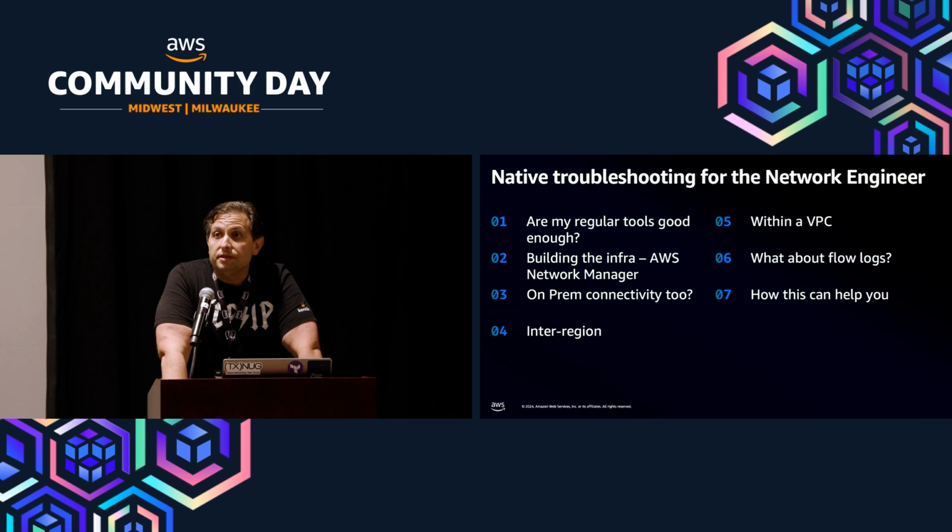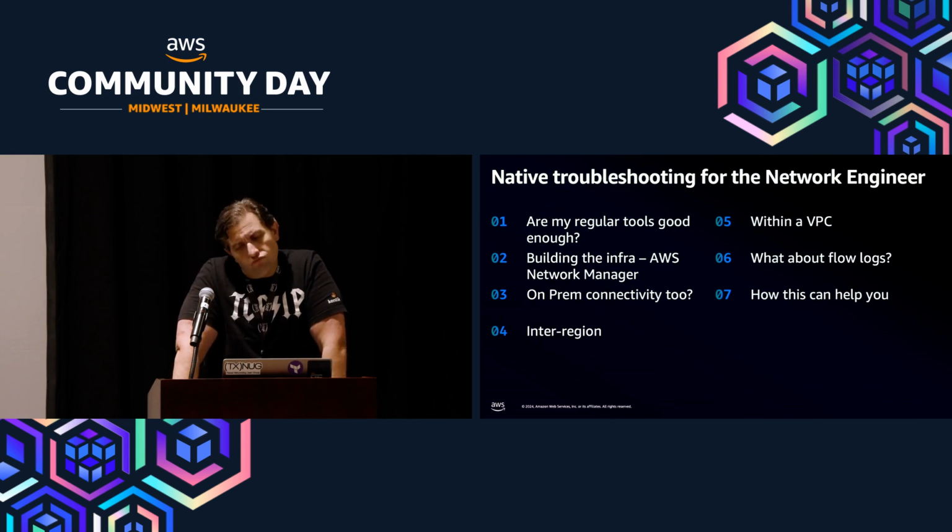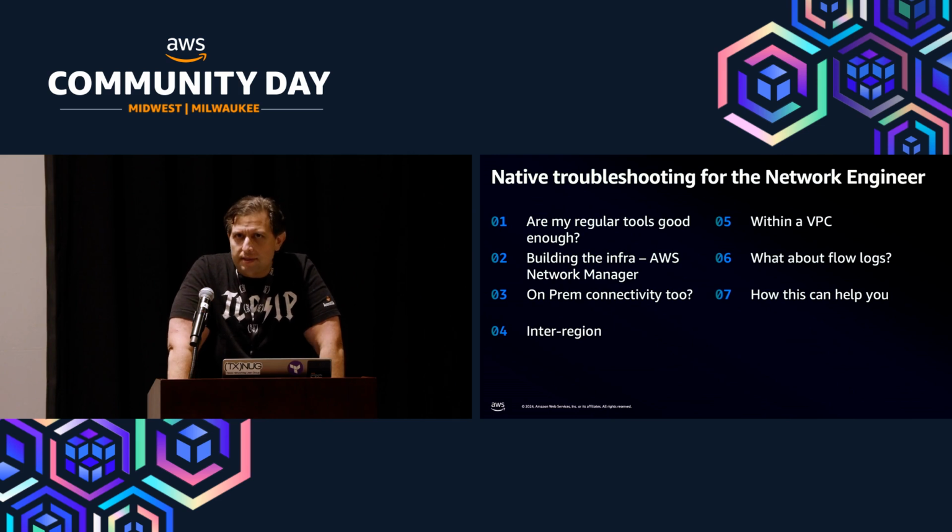Can I handle multiple regions? Can I do troubleshooting within a particular VPC? Can I trace paths between there? A lot of people use flow logs for that. Is that a good idea? We'll see. And I want to talk about exactly how you can use this, not just from a troubleshooting and reactive standpoint, but to help you do this a little more proactively.